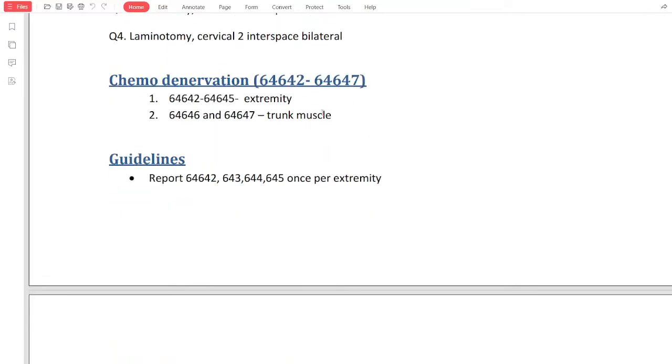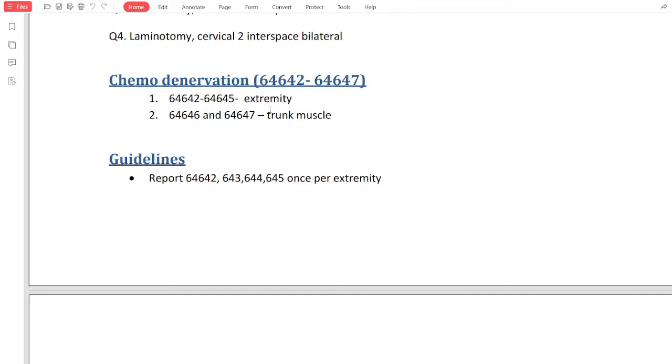Next is chemodenervation, 64642 to 64647 is the range. Here extremity or trunk muscle are there. 64642 to 64645 is the extremity range, and 64646 and 64647 is the trunk muscle range. So if you get any documentation, read it carefully, and only after that you have to code.